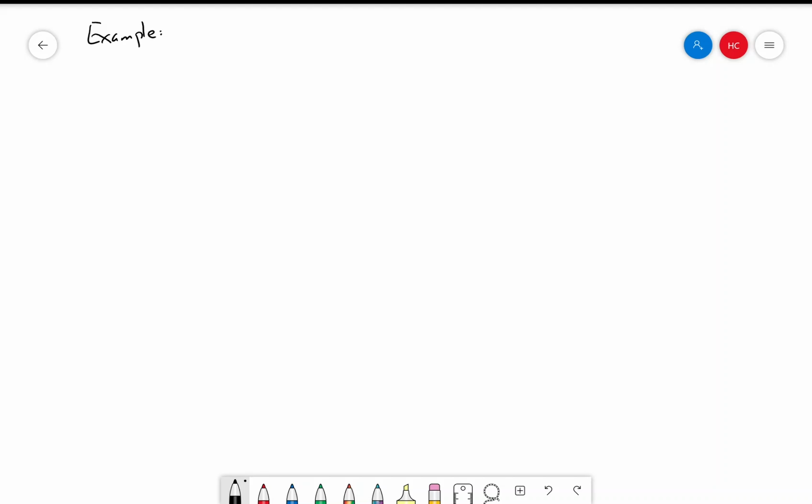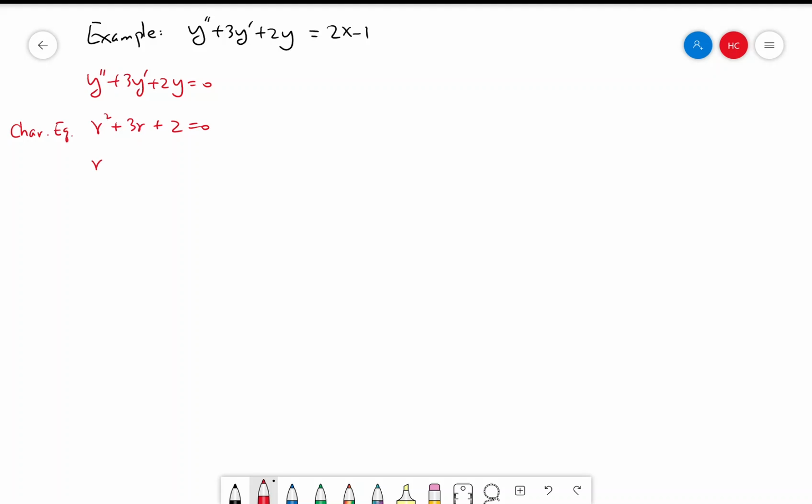So let's consider a differential equation y double prime plus 3y prime plus 2y equal to 2x minus 1. So let's first solve the homogeneous part: y double prime plus 3y prime plus 2y equal to 0. To solve this, we use the characteristic equation, which is r squared plus 3r plus 2 equal to 0, which factors into (r plus 1)(r plus 2) equal to 0. So the roots are -1 and -2. So the complementary solution yc is the linear combination of e to the negative x and e to the negative 2x. So it's c1 times e to the negative x plus c2 times e to the negative 2x.